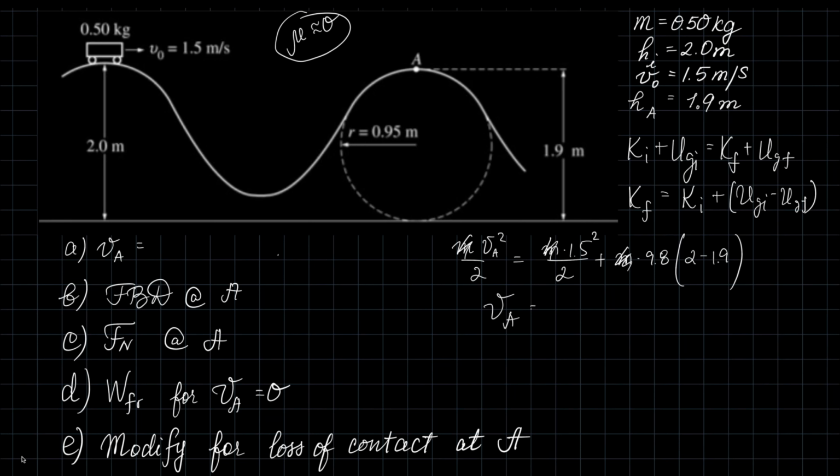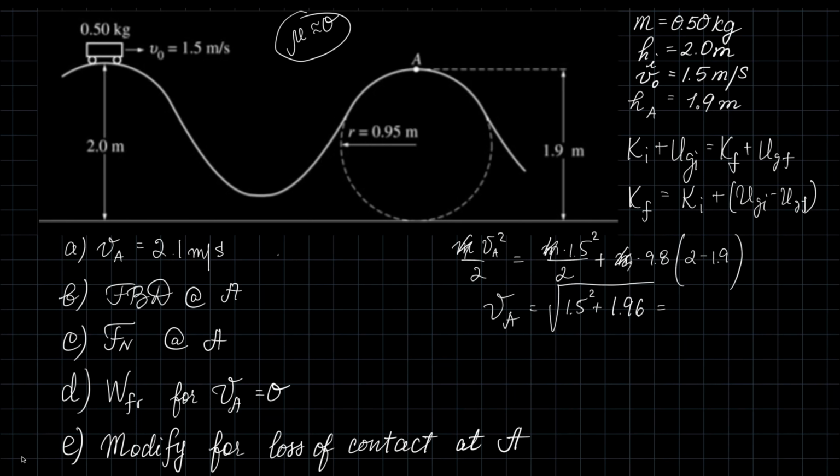So to get v at A, I would have to do 1.5 squared plus, so this is 0.1, and I multiply by 2, so that's going to be 19.6 times 0.1, 1.96. Root of that is 2.1 meters per second, so 2.1 meters per second.